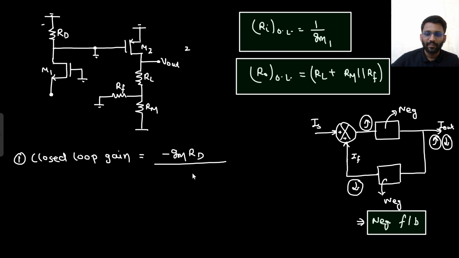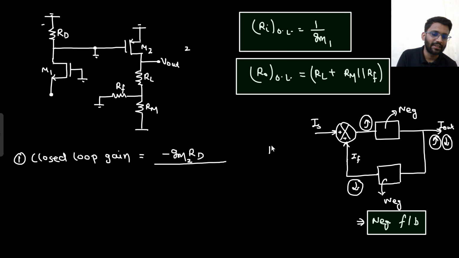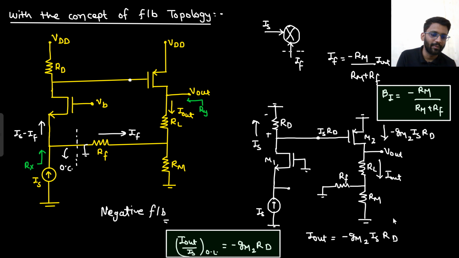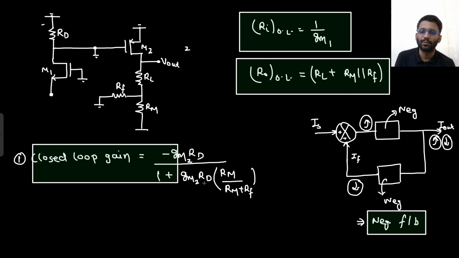Okay, so closed loop gain would be minus gm1, here it was minus gm2 rd upon, so A upon 1 plus A beta. What is our answer? A upon 1 plus A beta. Since this is a negative feedback system, so this is our answer. So A is negative, beta is also negative, so that doesn't matter. I just need to put the value A upon 1 plus A beta. So A is minus gm2 rd, minus sign is there, but I am not going to put it because here also there is a minus sign, so that will be cancelled. Rm upon Rm plus Rf. So this is the closed loop gain we are getting.